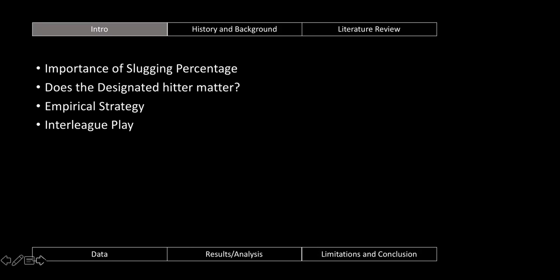Thankfully, I'm able to test this effect due to interleague play, which is American League teams playing National League teams, which is a recent opportunity that I can take because it has not been around for very long. This gives the ability for my empirical strategy to be able to test interleague games separately and see if team slugging percentage, for teams from both the American League and National League, is affected by the rule change. And in the next slide, I will describe in more detail what interleague play is, what slugging percentage is, and what a designated hitter is as well.